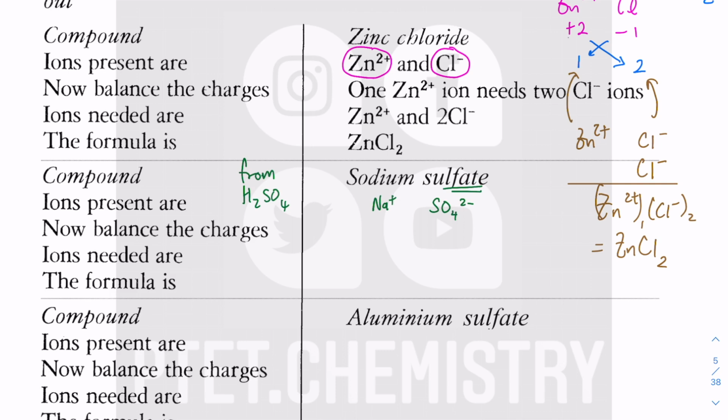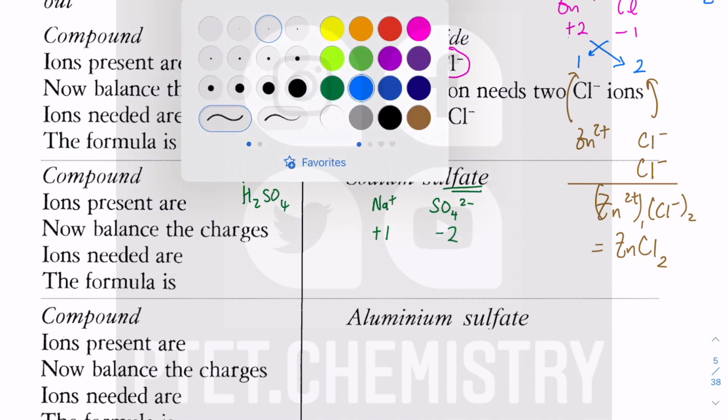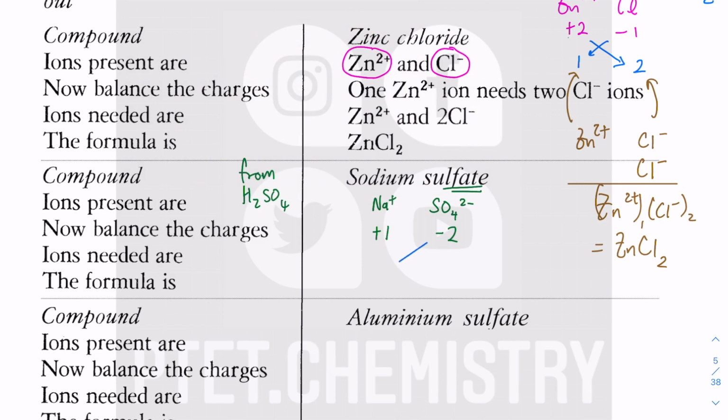So bring down the charges. That's the first thing you do. Get the ion correctly based on the name. Bring down the charges. The charge of Na plus is +1. The charge on the sulfate is -2. The next thing you do is cross multiply the value, not the charges. Cross multiply the value. The value of -2 is 2, and then the value of +1 is 1.